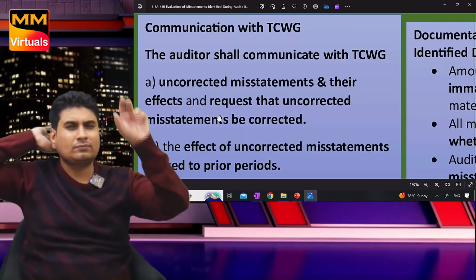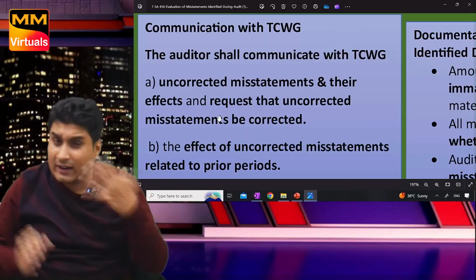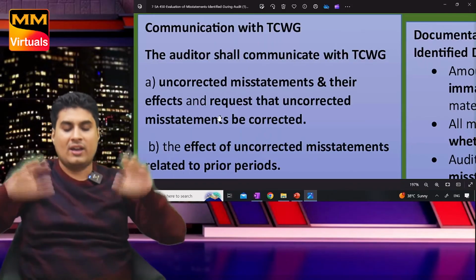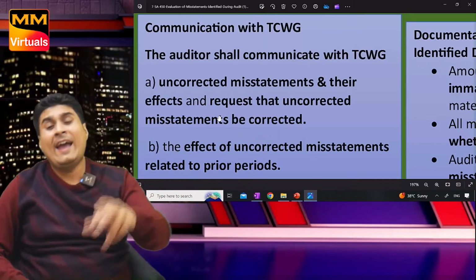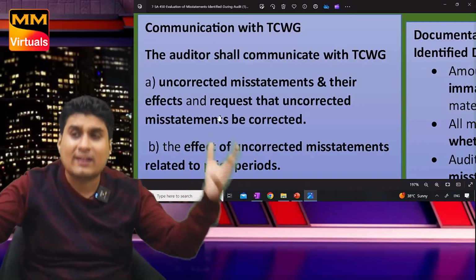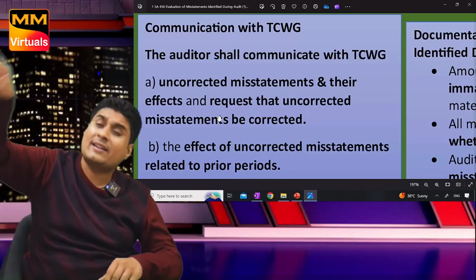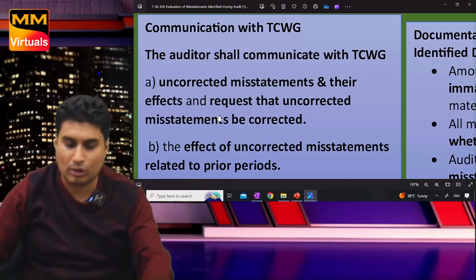Very simple. Management corrects, very good. If they don't correct, we'll tell TCWG. Okay, the uncorrected misstatements and their effect, and request, please correct them. Or uncorrected misstatement related to prior period also we will tell.